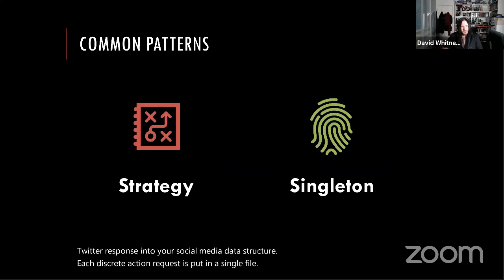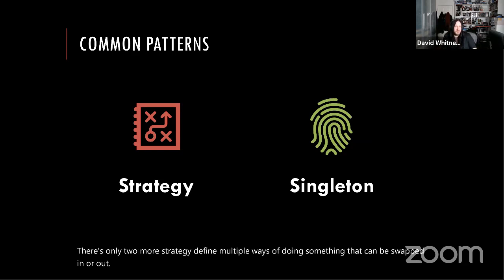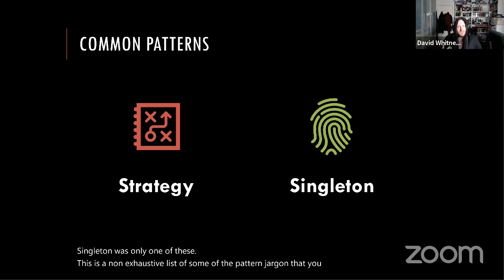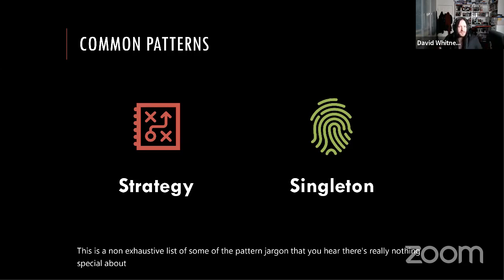Now, there's only 2 more. Strategy. Define multiple ways of doing something that can be swapped in or out. Singleton. There's only one of these. This is a non-exhaustive list of some of the pattern jargon that you hear. There's really nothing special about design patterns. They're just the 1990s version of an accepted and popular Stack Overflow answer.